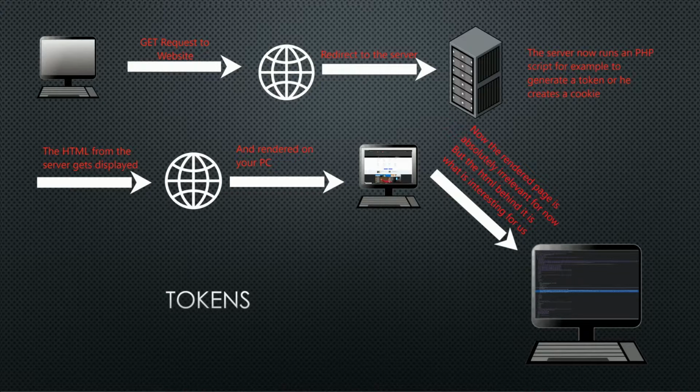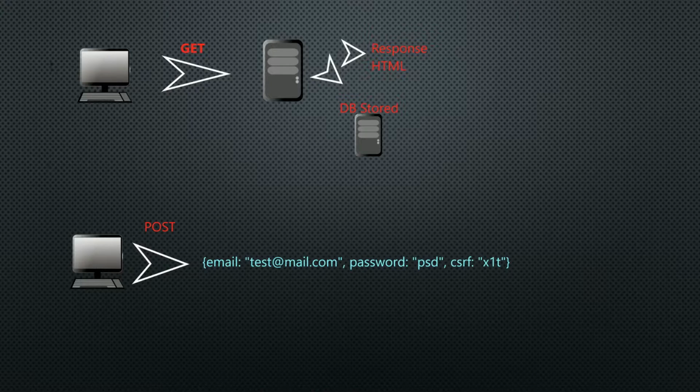This page will be rendered on your PC with your browser, but we will be concentrating on the code behind the rendered page. Now, basically, when you send a GET request and a token gets generated, it gets embedded in the response HTML, and at the same time it will get stored inside the database. If you send a POST now, there will be a script behind your login button, for example, which takes the token out of the HTML and puts it into the POST request containing your email and your password.